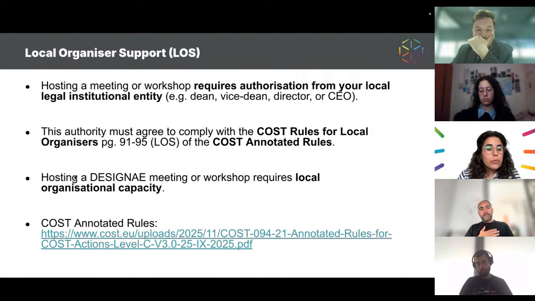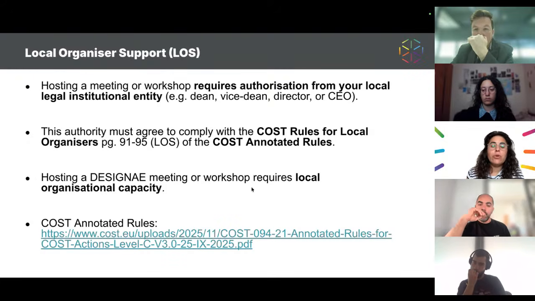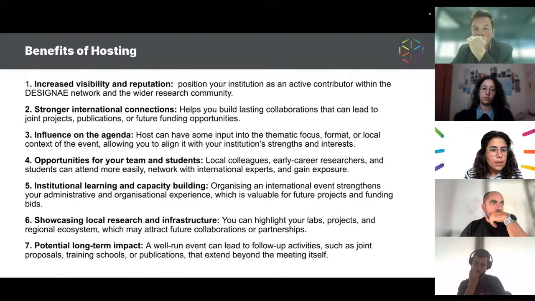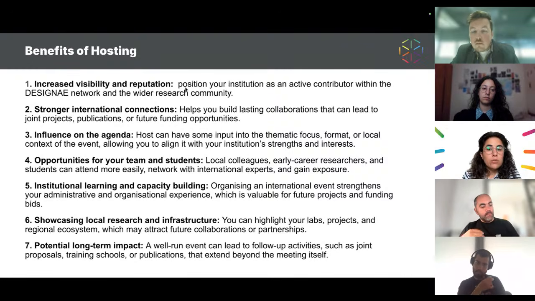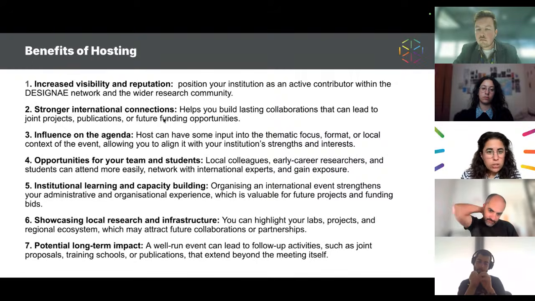Also, if you apply, you should have some sort of local organizational capacity for administrative processes as well as logistical processes. So what are the benefits of hosting? There are several. You can increase visibility and reputation, your own and that of your host institution as well. It builds international connections and sets the stage for joint projects, publications, or future funding opportunities.